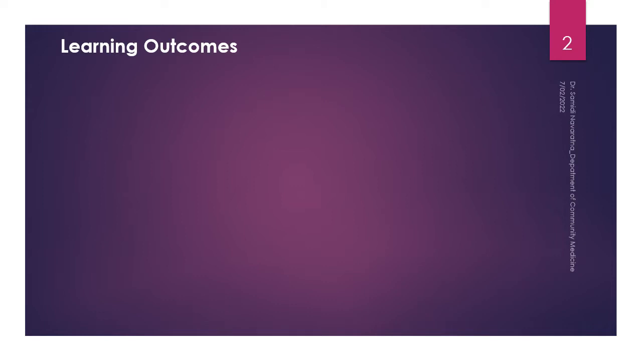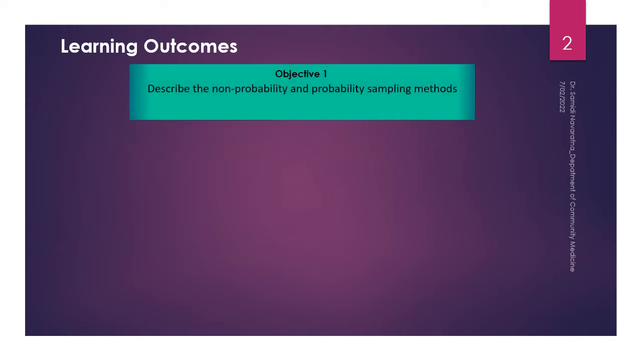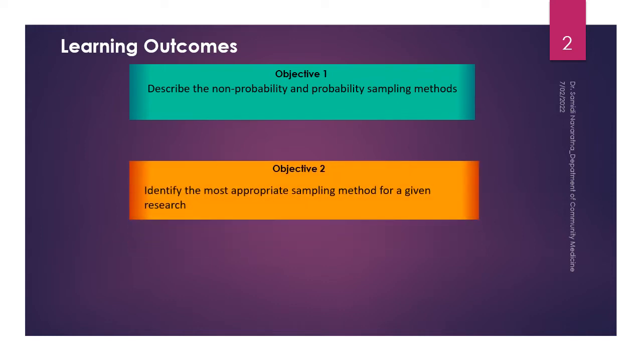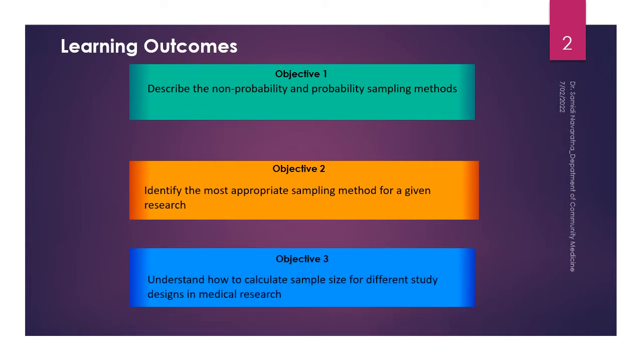So the learning outcomes for this session: by the end of this lecture, the student should be able to describe the non-probability and probability sampling methods, identify the most appropriate sampling method for a given research, then understand how to calculate sample size for different study designs in medical research. Moving on to sampling methods.